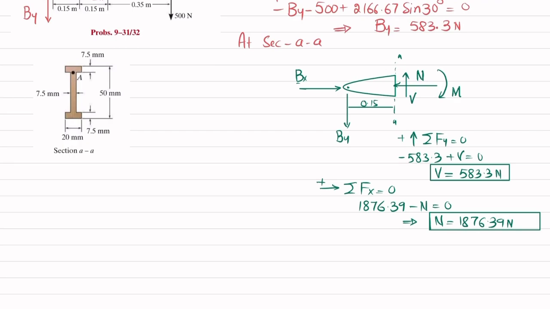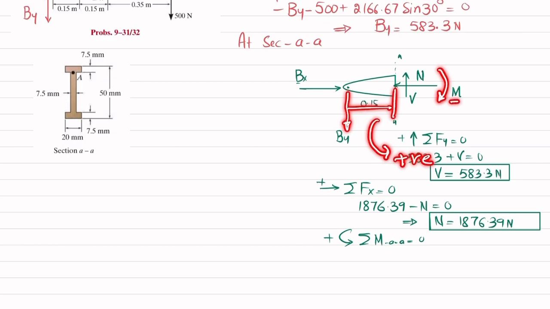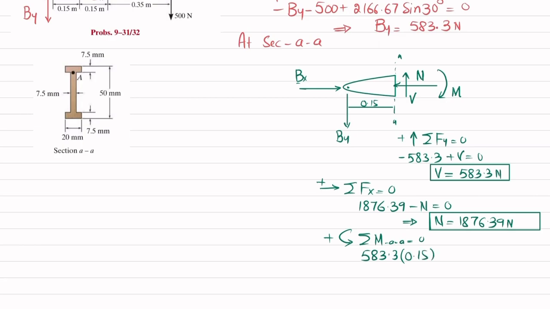Now we'll find this moment by using the equation of equilibrium, that the sum of all moments about section AA is equal to 0, taking the counterclockwise moment as positive. You can see this force By into perpendicular distance is producing moment in counterclockwise direction, so it will be positive, and this moment which is producing clockwise moment is negative; their sum must be equal to 0. So I will write By is 583.3 into perpendicular distance 0.15 minus this moment equals 0. So from here you can see the moment will be equal to 87.5 Newton meter.